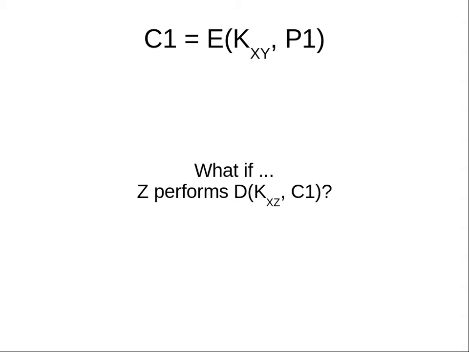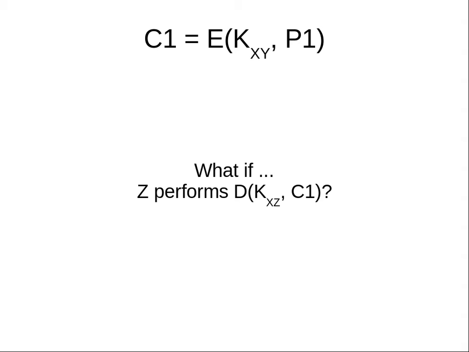Okay, so that's correct. When Z tries to decrypt the ciphertext, note there's a different key used here. We try to decrypt the ciphertext using KXZ. Because the ciphertext was obtained by encrypting using KXY, something will go wrong when we decrypt, and we'll assume that Z cannot learn the plaintext P1. They will not get P1 as output.